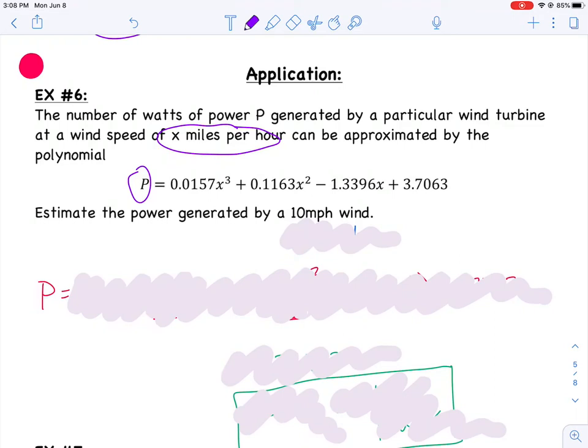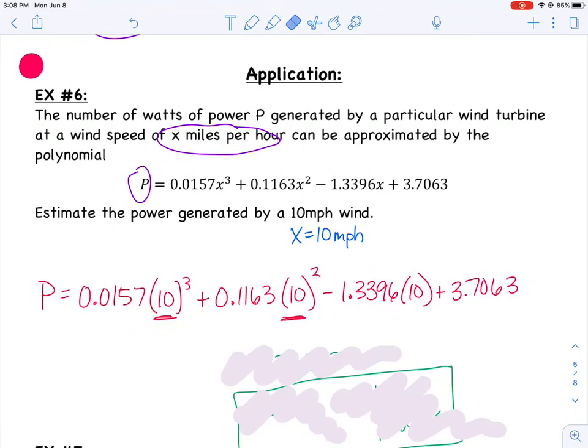It says here to estimate the power generated by a 10 mile per hour wind. Now remember, X was the wind speed. And so when I say 10 miles per hour is my wind speed, can I really just say then that X equals 10 miles per hour? And so I should be able to use this polynomial, evaluate it by plugging in 10 everywhere I see an X. And that will help us figure out P, which is how many watts of power we'll get when the wind is at 10 miles per hour. So I'm going to evaluate my polynomial for X equals 10 by plugging in a 10 everywhere I see an X.